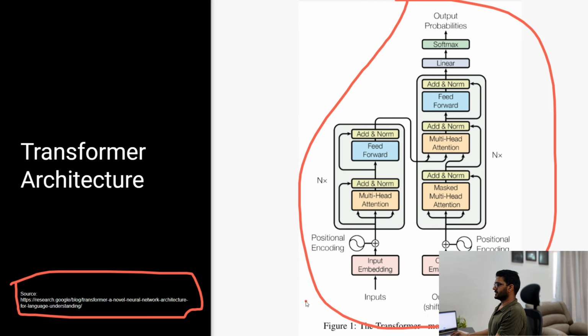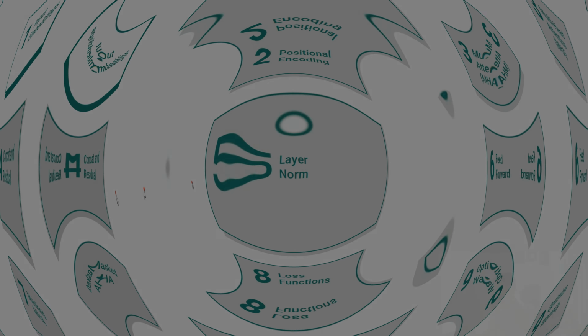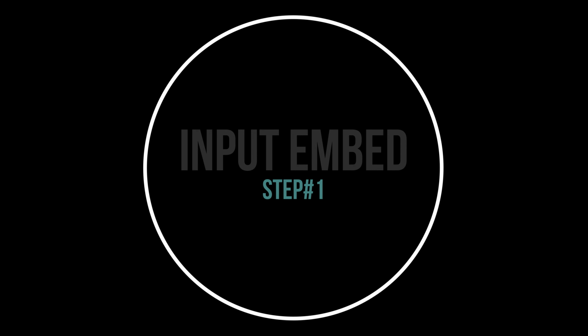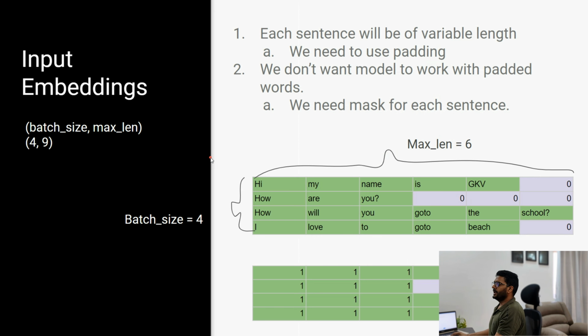So the first thing that you notice is inputs. So now let's talk about what input embeddings are. How do we provide them to the transformers? So the first thing is the input itself. Now, input is basically a sentence. It could be anything, for example, hello, how are you? Can you give me a Python code to read a PDF, right? Anything that you provide to the model is an input. So I'm saying, hi, my name is GKV.